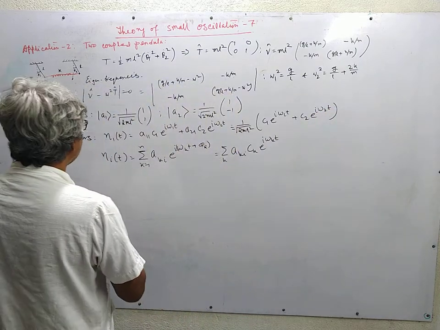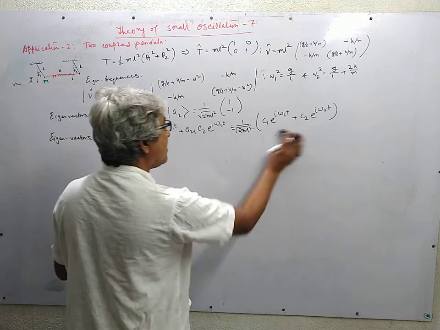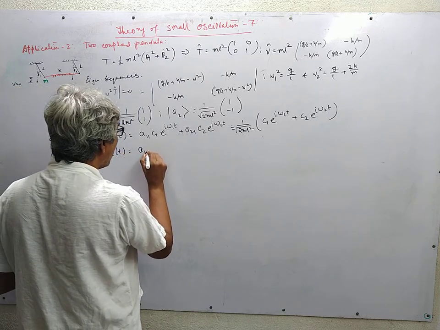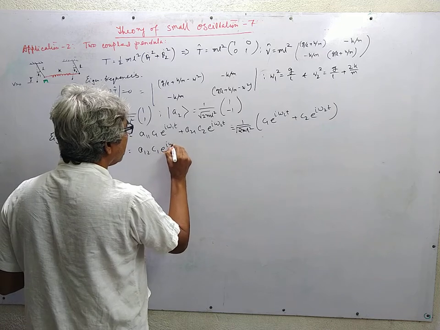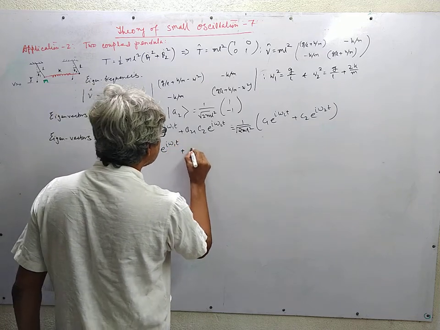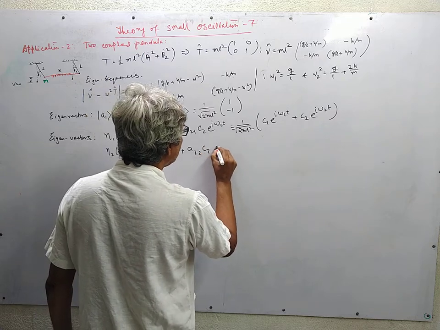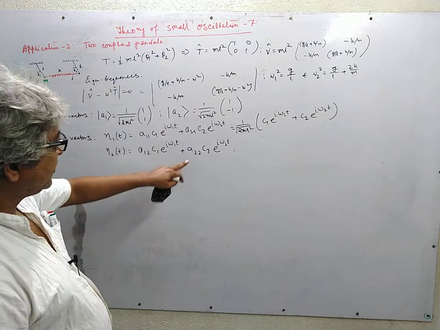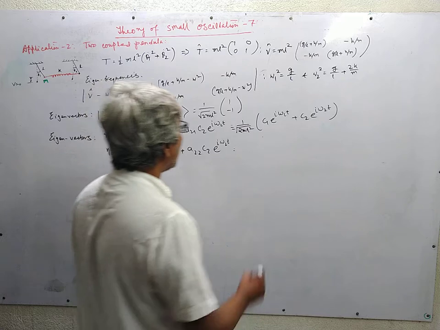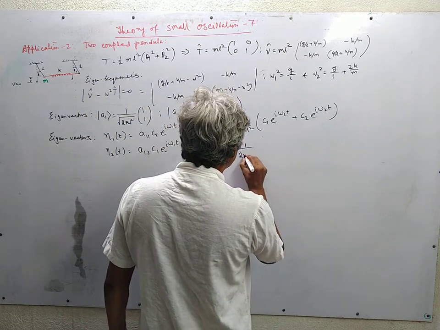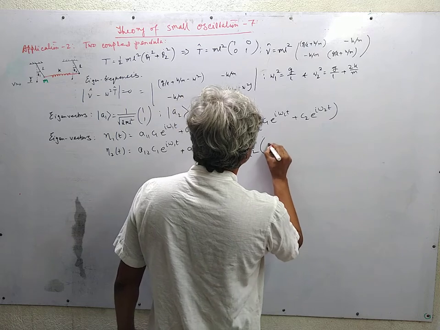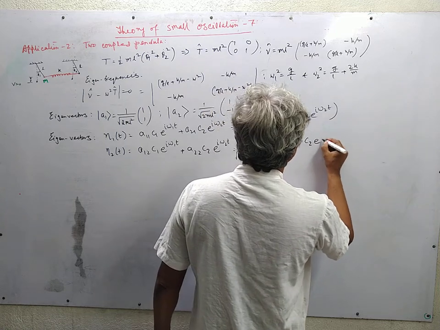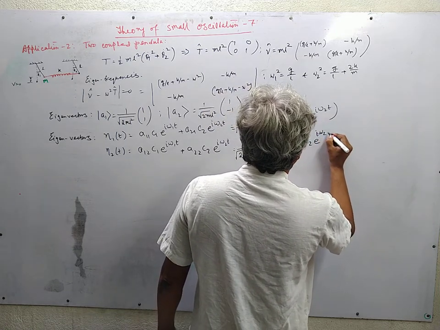And similarly, eta 2 as a function of t is a12 c1 e to the power i omega 1 t plus a22 c2 e to the power i omega 2 t. This a12 is this and a22 is this. So we have 1 upon 2 ml square root, c1 e to the power i omega 1 t minus c2 e to the power i omega 2 t.